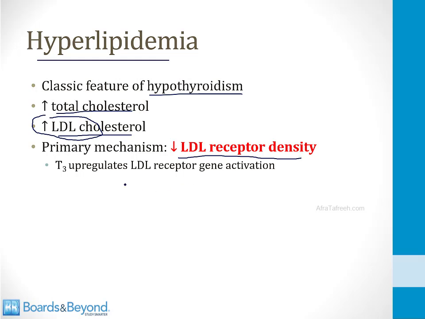It's been shown that T3 upregulates LDL receptor gene activation, so when you have low T3, in hypothyroidism, you get less LDL receptors. And an easy way to tie this in with our theme of slowing down is that in hypothyroidism, all the things on the last slide slow down, but also the clearance of LDL and total cholesterol from the plasma slow down, and therefore the levels rise.